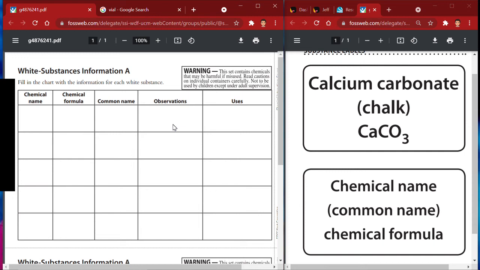When you're finished, or after each and every one, we do have the power of the internet at our fingertips and our computers, so make sure to look up the uses. What that means is, what is this used for? For instance, you can Google search what is calcium carbonate used for, or what is chalk used for, or maybe you know already, so just fill in a small use for that. Make sure you do each and every one of these. There are 9 total, and record as many observations as you can.